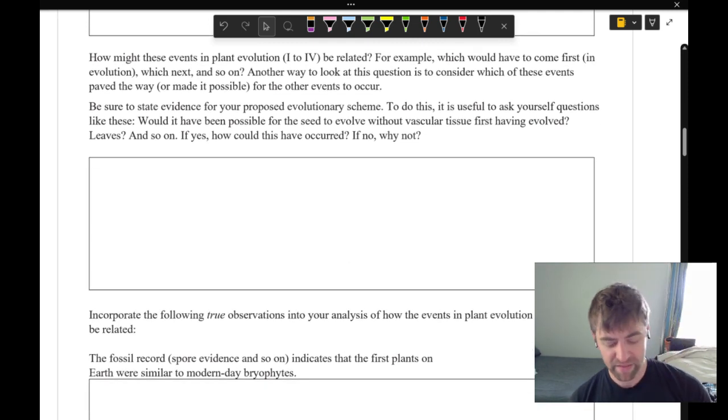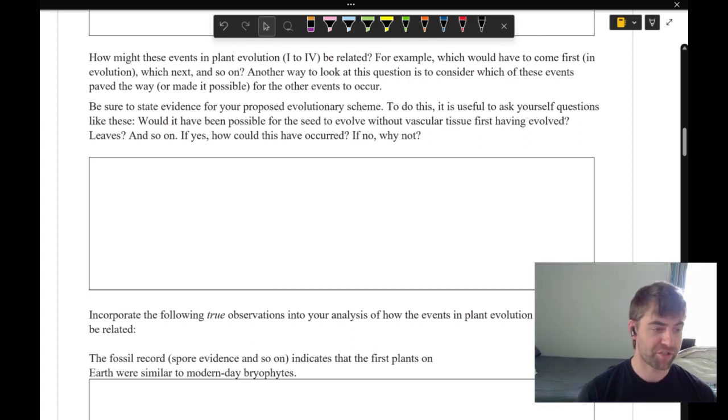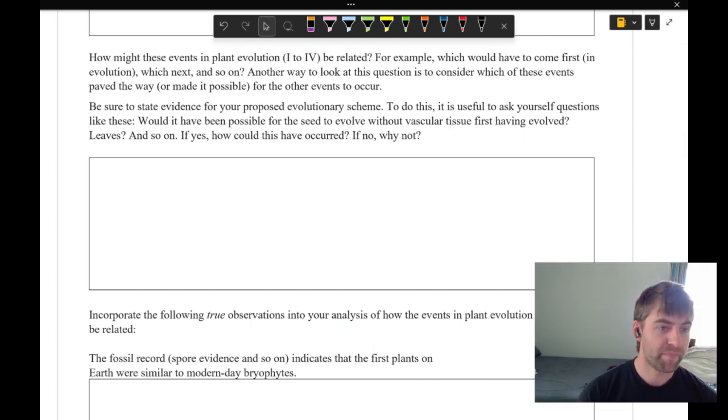How might these events in plant evolution, the 4 that we just went through, be related? For example, which would have had to come first in evolution, which next, and so on? Another way to look at this question is to consider which of these events paved the way or made it possible for the other events to occur. Be sure to state evidence for your proposed evolutionary scheme, and to do this, it is useful to ask yourself questions like, would it have been possible for the seed to evolve without vascular tissue first having evolved, and so on? If yes, how could these have occurred? If no, why not? So, good exercise to do on your own.